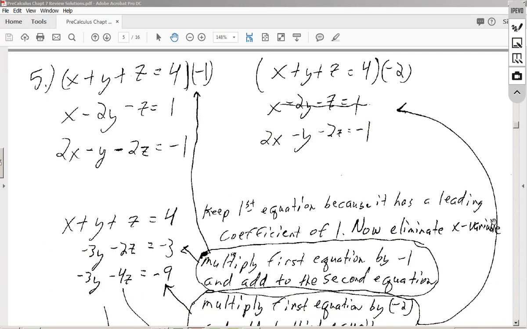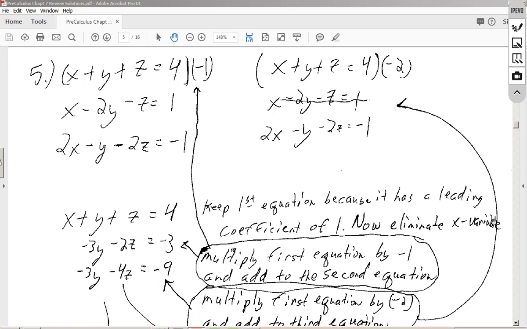On number 5, I've got a 3x3 system. It says solve the system of linear equations using Gaussian elimination. So I've got x plus y plus z equals 4. I've got x minus 2y minus z equals 1. And 2x minus y minus 2z equals negative 1.